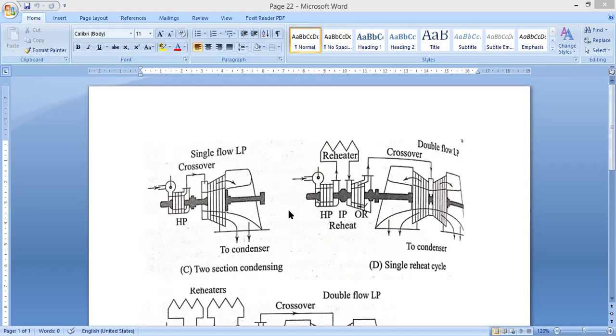For a single reheat cycle, there is no reheat cycle itself. Now, for a single reheat cycle, the steam from the boiler flows to the high pressure turbine. This is the reheat, which defines the reheat cycle, where steam from the boiler comes through this header here and goes to the high pressure turbine.